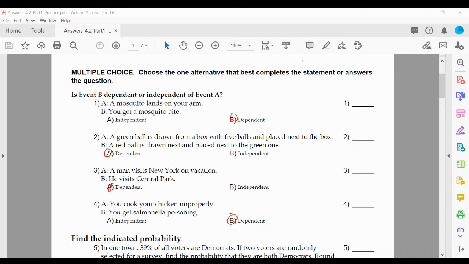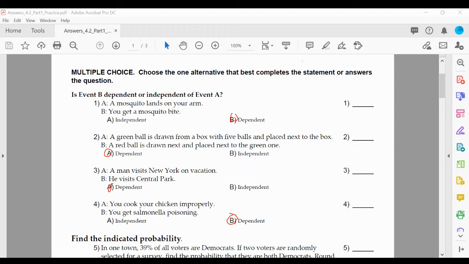Okay, this is section 4.2, part 1, compound events. What's the probability of something happening and something happening after that? These are "and" problems. When you're presented with an "and" problem, many times the word "and" is right in the problem, but many times it's just implied. In an "and" problem, you're going to multiply the probabilities.